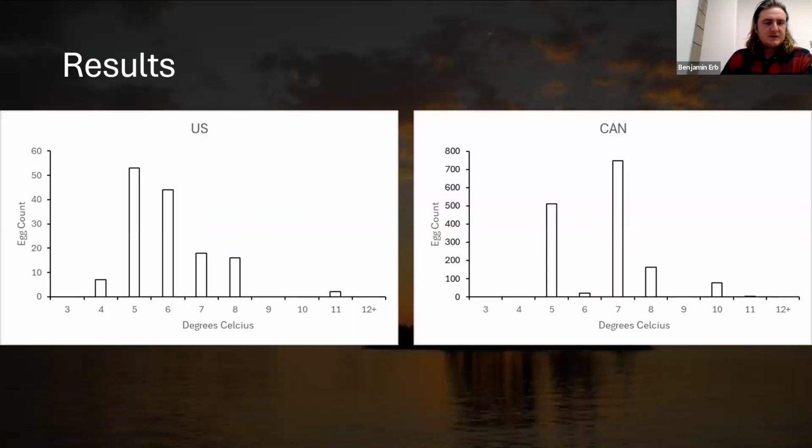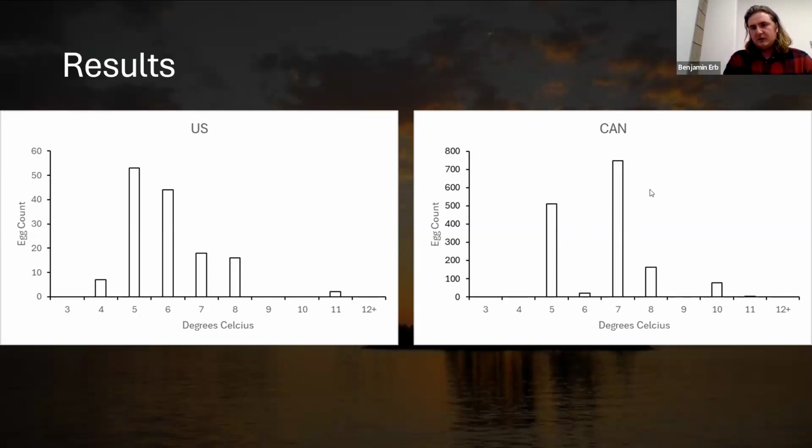Here is our egg count versus temperature split up between US and Canada. You can see on that Canadian graph how our egg count goes up to 800, and on our US graph, it goes up to 60 eggs. That Reef Point site I mentioned earlier had far and away our highest counts of eggs, and we sampled them on an every other day basis.